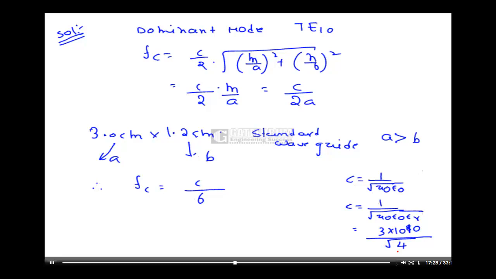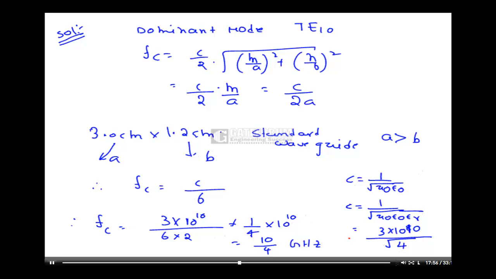Therefore the cutoff frequency is equal to 3 into 10 power 10 by 6 into 2. 6 into 2 is 12, so 3 by 12 is 1 by 4. So it is 1 by 4 into 10 power 10. Here everything is given in terms of gigahertz, so I am writing it as 10 by 4 gigahertz. So 10 by 4 means how much?